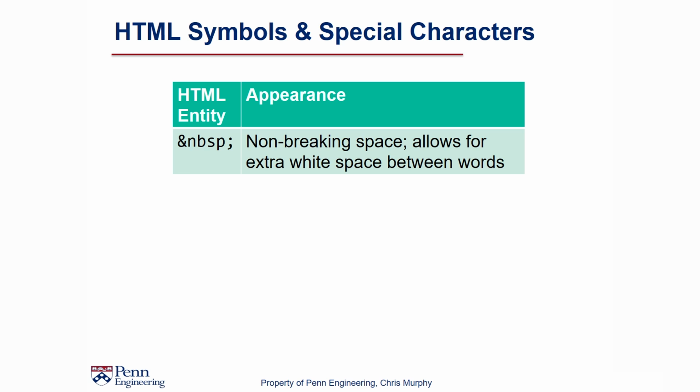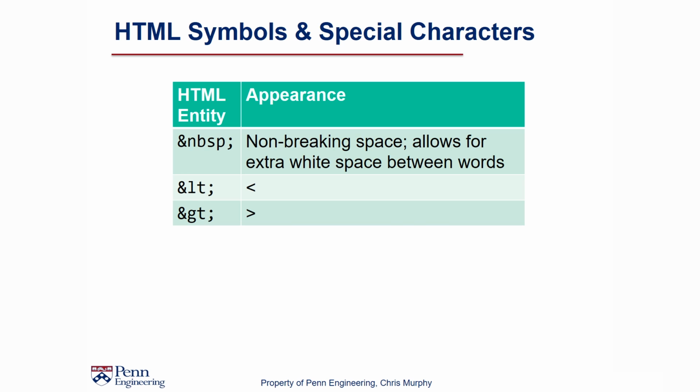For example, as we see here in the slide, ampersand NBSP for non-breaking space, followed by semicolon, puts in an extra white space. Ordinarily, the browser will take any amount of white space and condense it down to a single space between, for instance, words. But if we want more space, or more space between paragraphs, we can use the NBSP tag. If we want to have a less than or greater than, we can use ampersand LT semicolon for less than character, ampersand GT semicolon for greater than character.